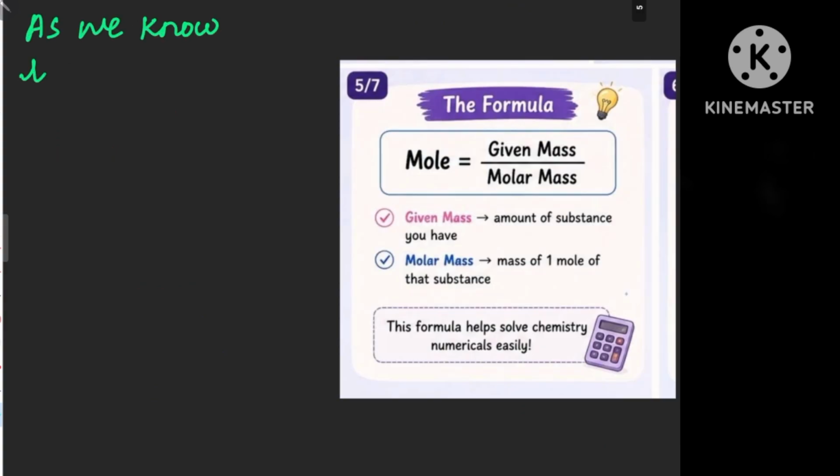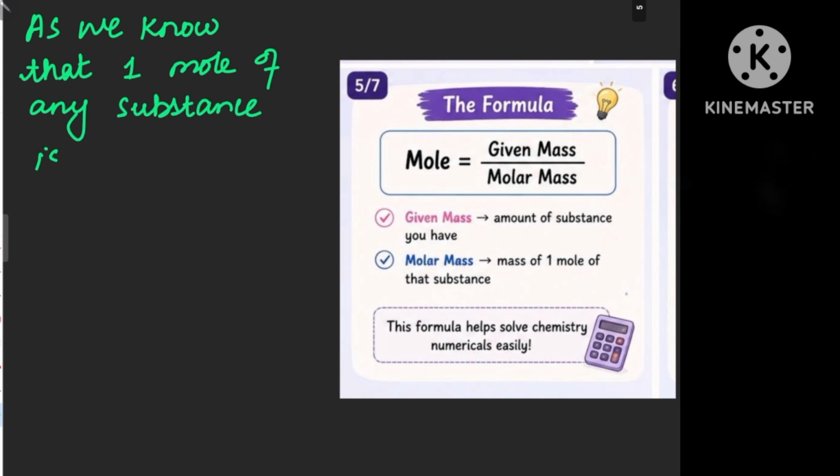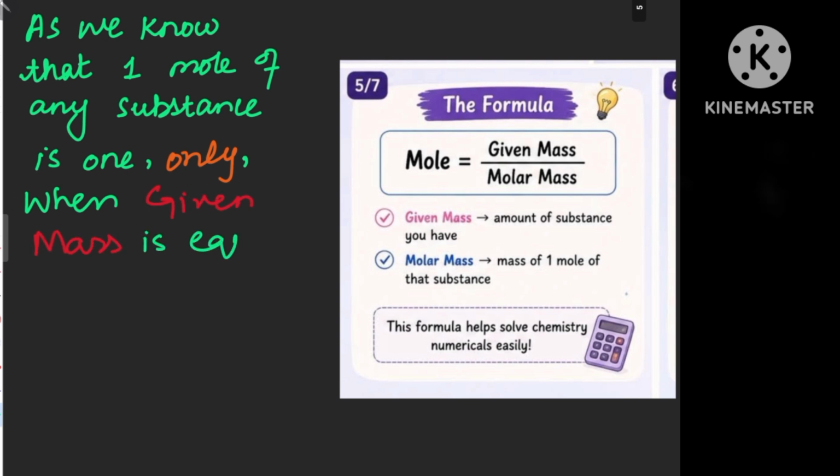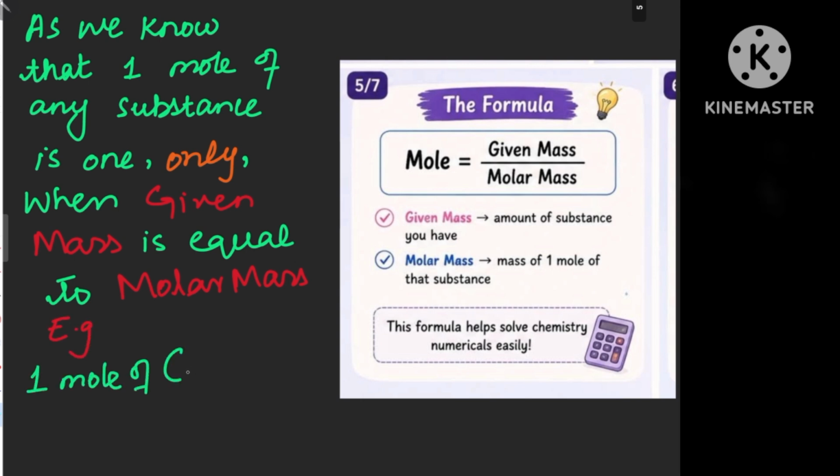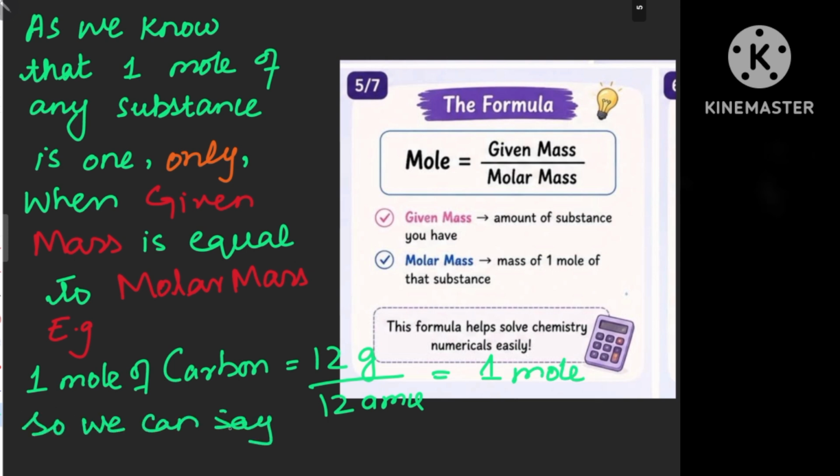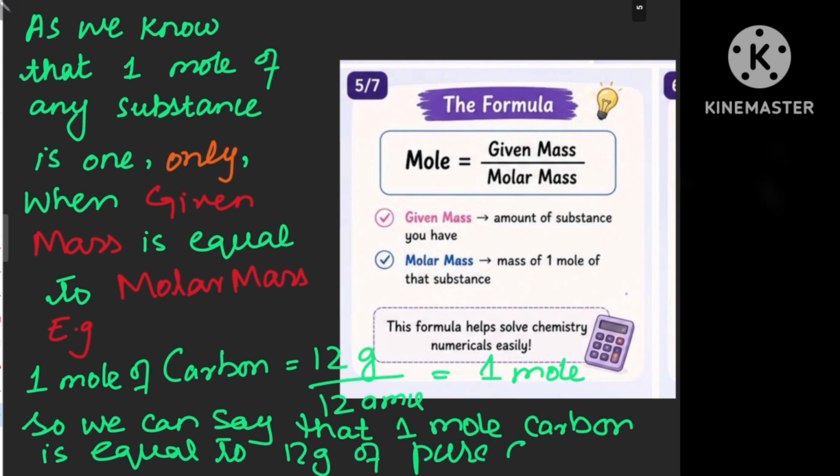And how to calculate 1 mole? It is a very easy concept. 1 mole of any substance is 1 only when the given mass and the molar mass or atomic mass are equal. For example, 1 mole of carbon is equal to 12 gram over 12 atomic mass unit. So we can say that 1 mole of carbon is equal to 12 gram of carbon, which has 6.022 × 10^23 atoms.